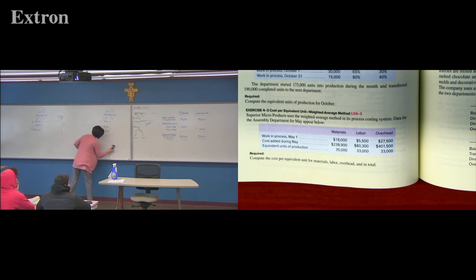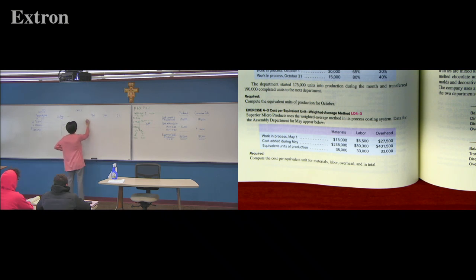So let me have some room up here to put this down. Right? So this is exercise. This is on the same page. It's just at the bottom of the page that exercise 2 is on. Just a column here. Materials, labor, and overhead.